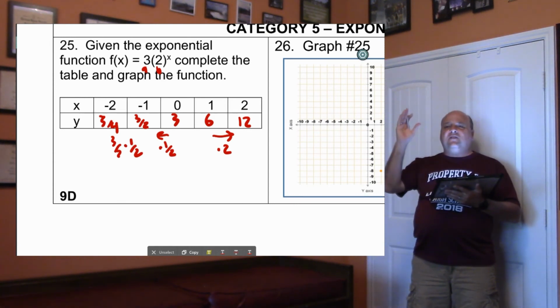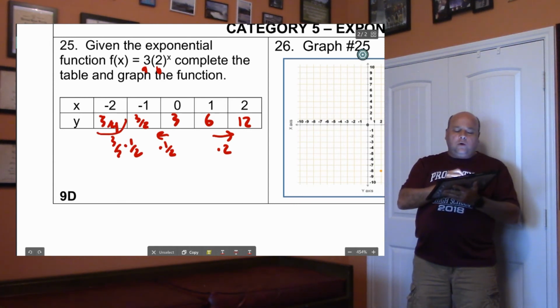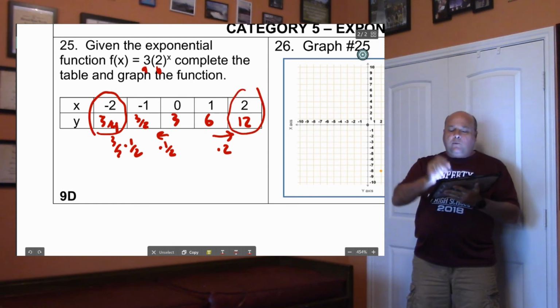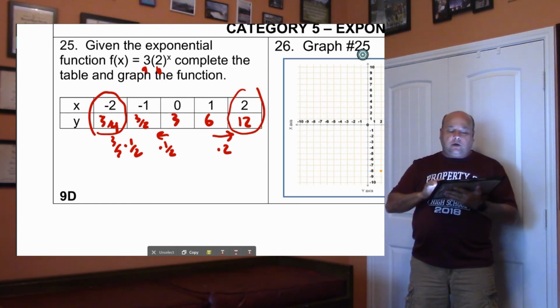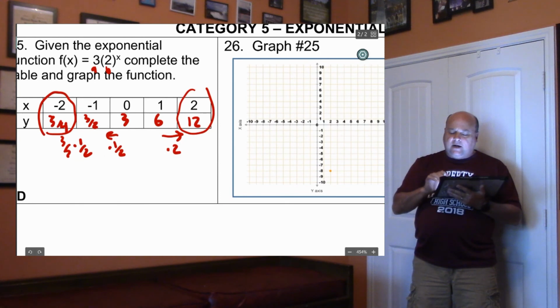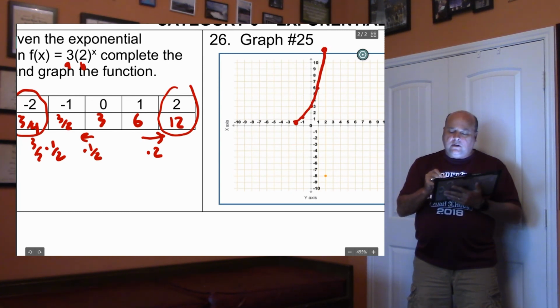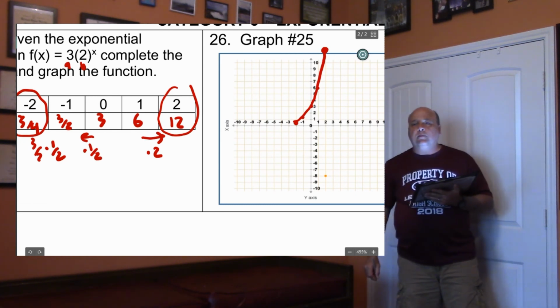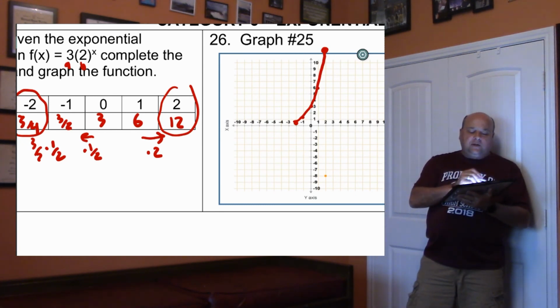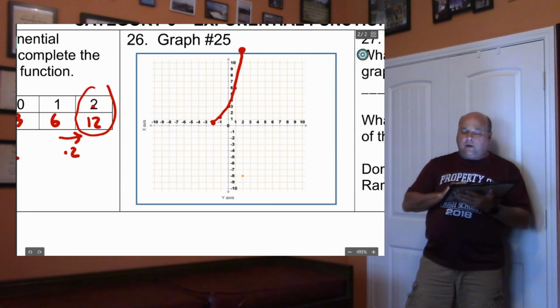Now then, when we graph this and make our domain and range, we're going to use these numbers, and we're just going to not draw arrows, we're going to draw dots, okay? So negative 2 is 3/4, which is about right here. Negative 1 is 1.5. 0 is 3. 1 is 6. And 2 is 12. It'll be up here. Just connect those dots, okay? So our domain and range will go from dot to dot, okay? So the domain goes from negative 2 to 2, right?